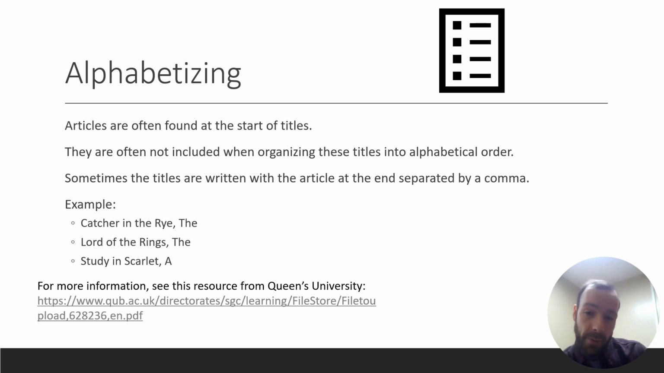We put a comma after rye, and we actually put that first word, that first article, the, at the end. Same with The Lord of the Rings. We put Lord of the Rings, classified under L, and then a comma, and then the. Study in Scarlet comes last. It starts with an S. Study in Scarlet, comma, A. So you often use that when you are formatting lists, when you're using citation to reference sources, things like that.